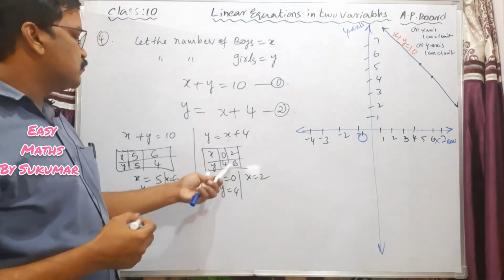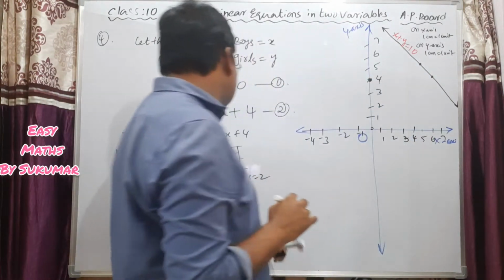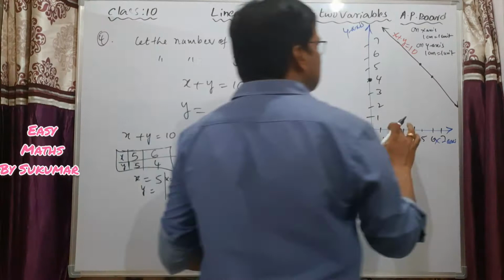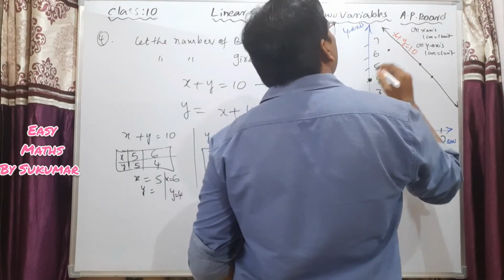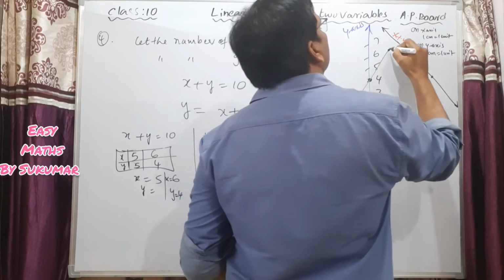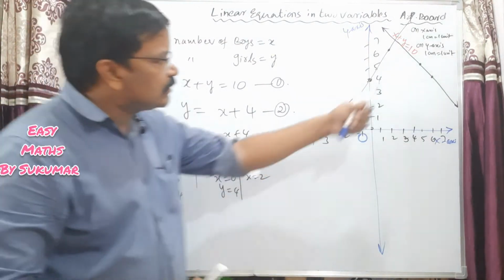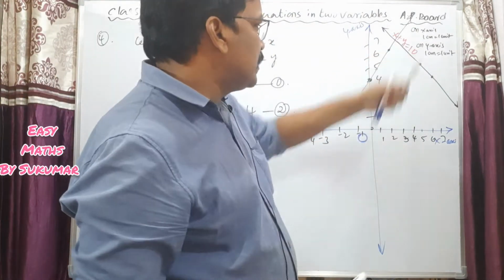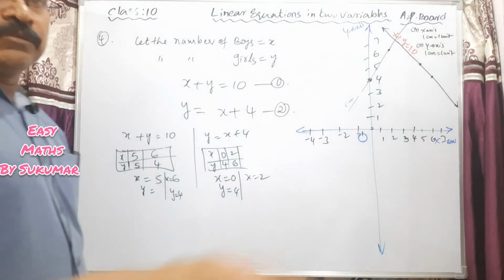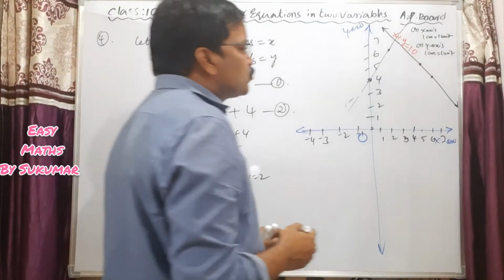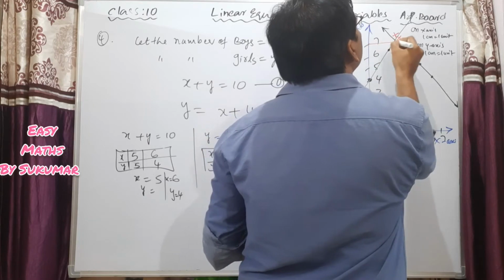Okay. Now for this one, 0 comma 4. This is 0, this is 4. That means a point on the y-axis. And the next one is 2 comma 6. This is 2 and here it is 6. Again join these 2 points. Then you will get a straight line again like this. Now the two lines are intersecting at this point. So my dear students, these two lines intersect at 3 comma 7.